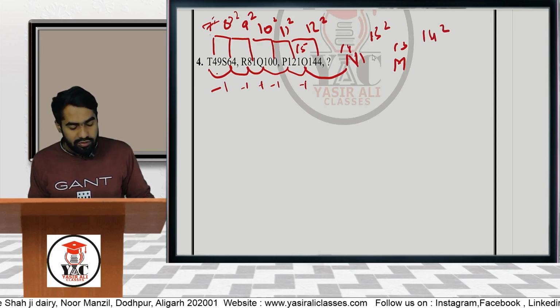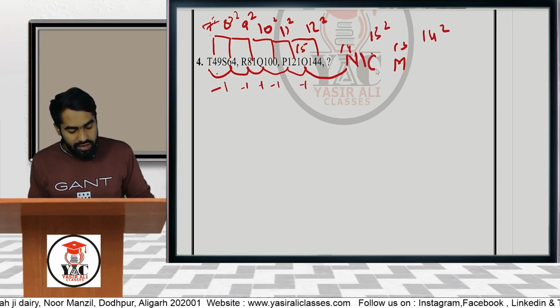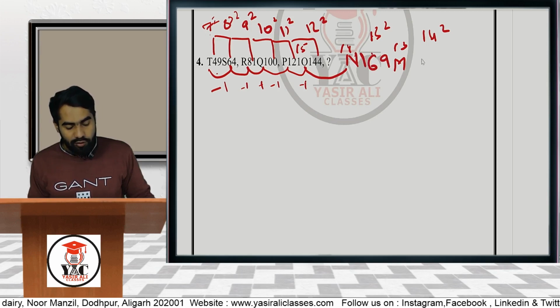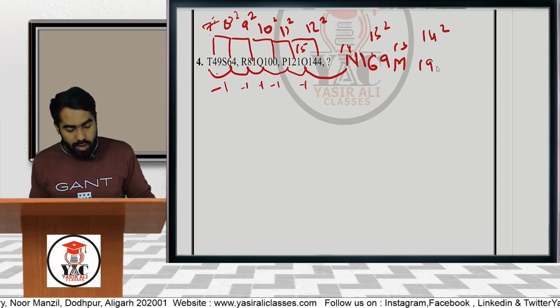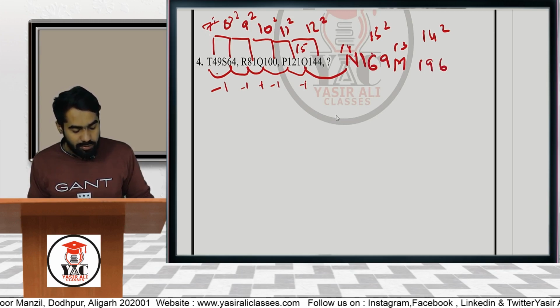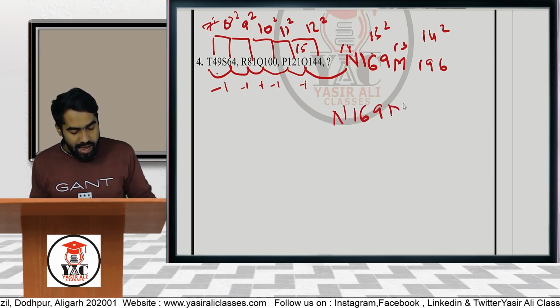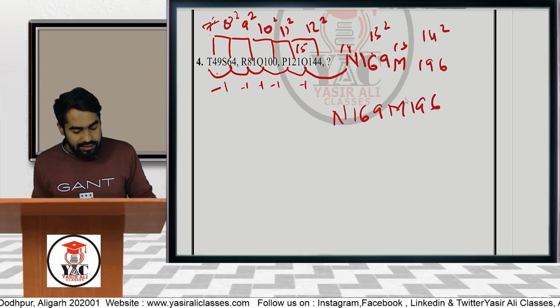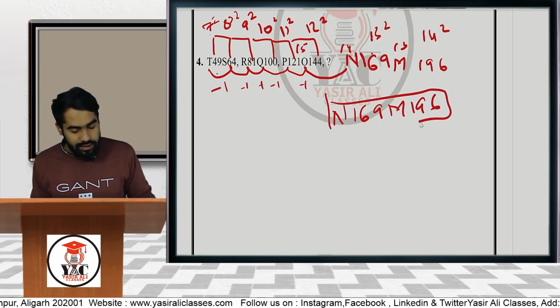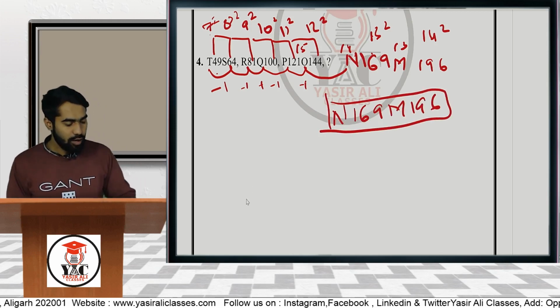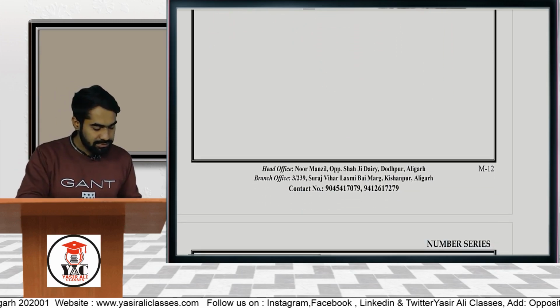Now the square of 13 is 169, and what is the square of 14? That is 196. So our answer should be N169, M196. This would be our correct answer. Now moving on to the next question.